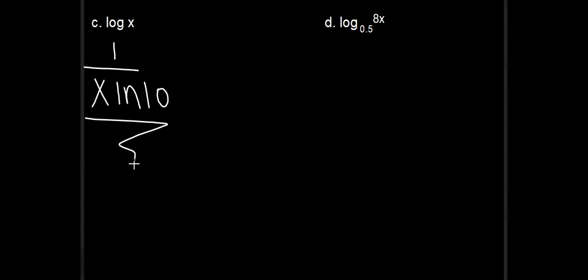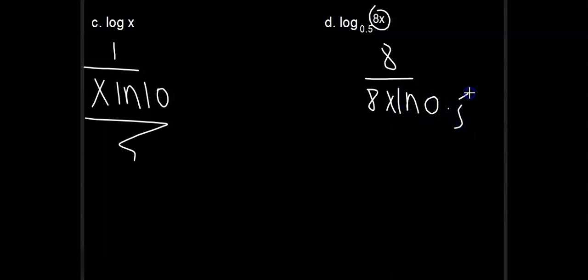I want you guys to try the last question, since this is so easy for you. When you come to the last one, it seems like we have a. We're going to use 0.5 as a. So we have to derive 8x. When you derive 8x, it will be 8, and 8 over, and write this whole thing again. It will be 8x ln 0.5. And then you're done.